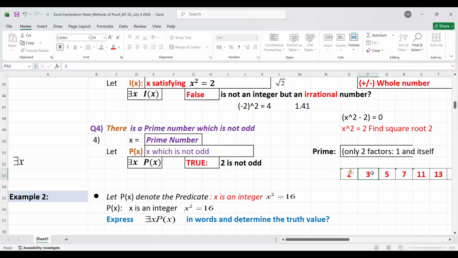See, all the other numbers apart from the first one are odd numbers. Exactly. So that's why this statement is actually true. 2 is the first one and it's not odd.